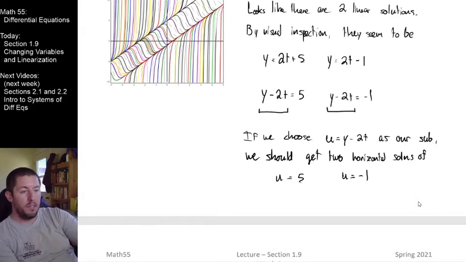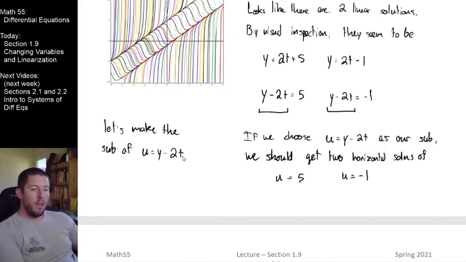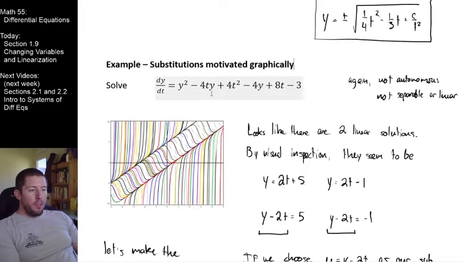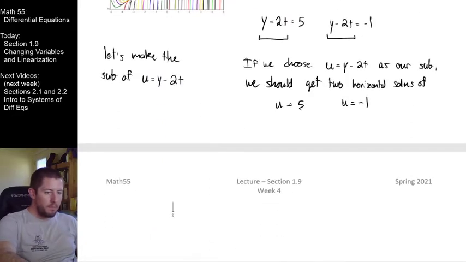So let's make the substitution. U equals y minus 2t. Now, I want to point out that there's lots of ways that we can algebraically do this replacement right here. Let me just bring this down.